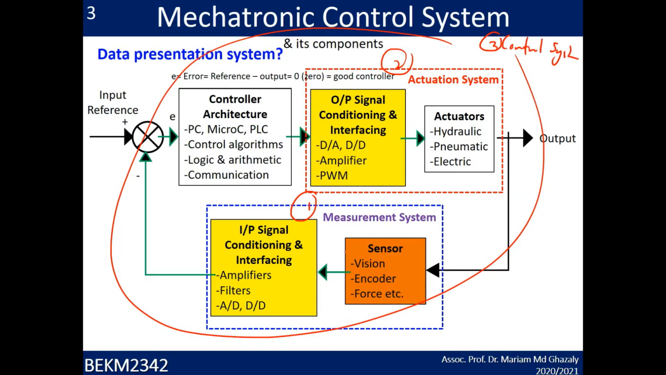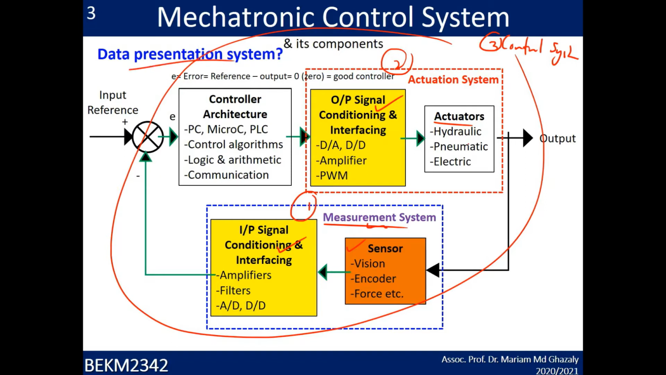What you have learned up to today is chapter 2, which is on sensor and transducer, types of sensors, and the working principle. And for chapter 3, you have learned about signal conditioning, which can be applied for both measurement system and actuation system. What we are going to learn today is the data presentation system, which is one part of the measurement system. So where are you going to put the data presentation system?